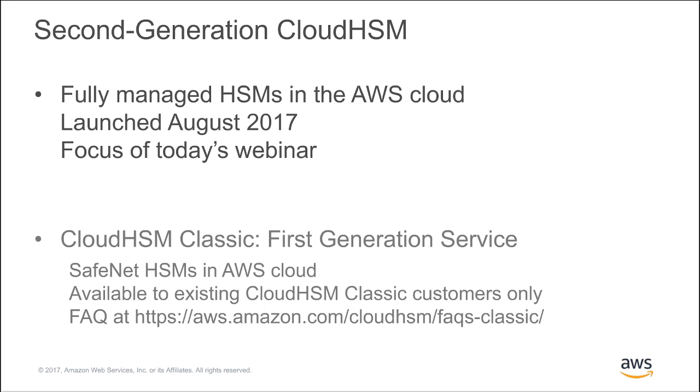We launched the second generation of CloudHSM earlier this year. The new service provides fully managed HSMs in the AWS cloud, making it easier to use and also more affordable. The first generation of this service was based on SafeNet Luna HSMs and is now called CloudHSM Classic. CloudHSM Classic remains available unchanged to current users of CloudHSM Classic. We do have an FAQ for users of CloudHSM Classic at the link showing on your screen. Today's webinar, however, is focused on features and use cases for the new service, which we launched in August 2017.